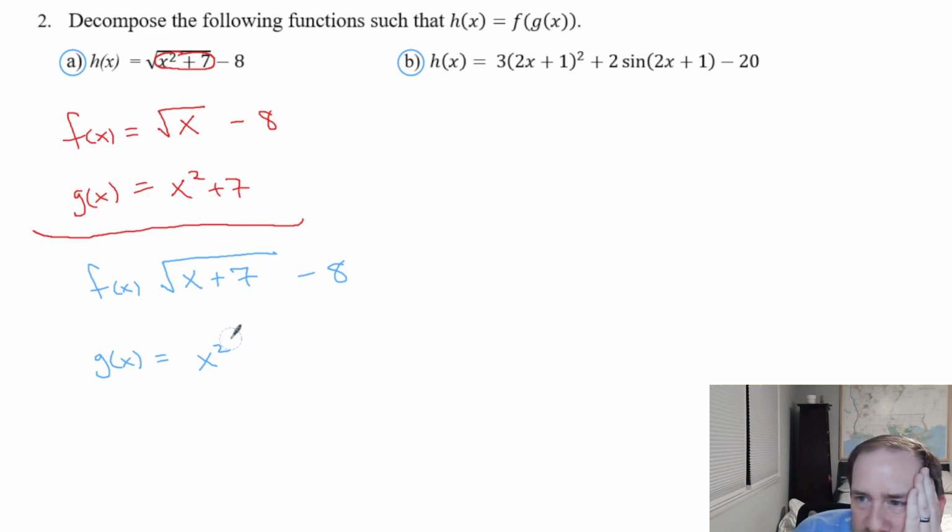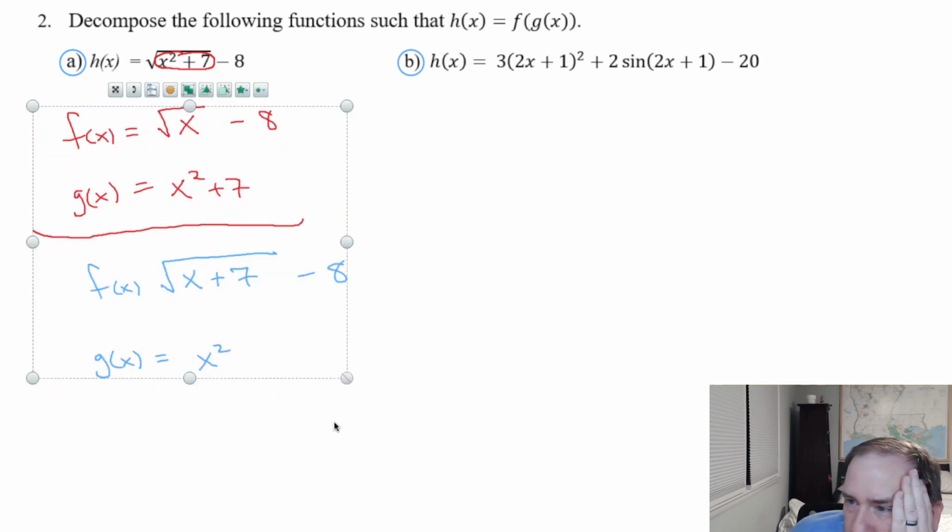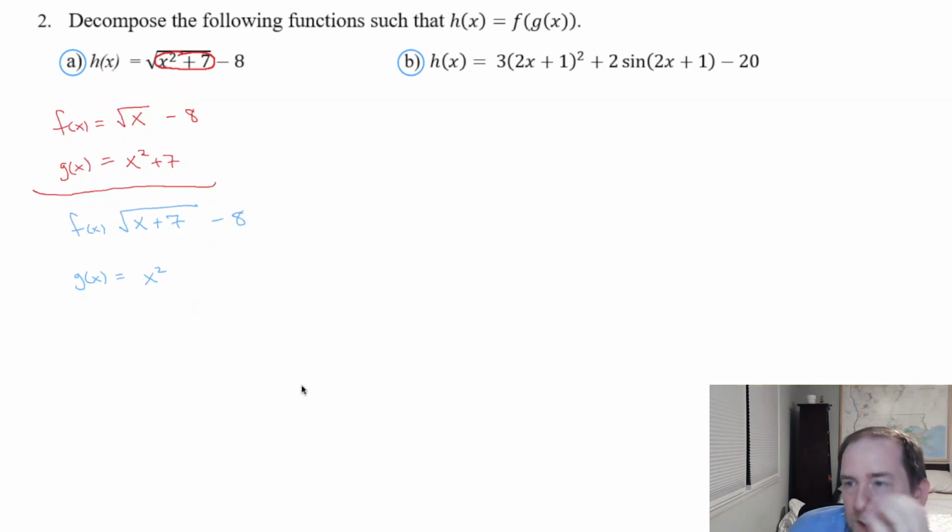So I'm sure there's other options too. These decompositions are probably never unique. There'd be more than one way to do it. So as you do these problems, do be thinking about other ways to more creatively decompose than just taking the entire radicand and turning this into root x.